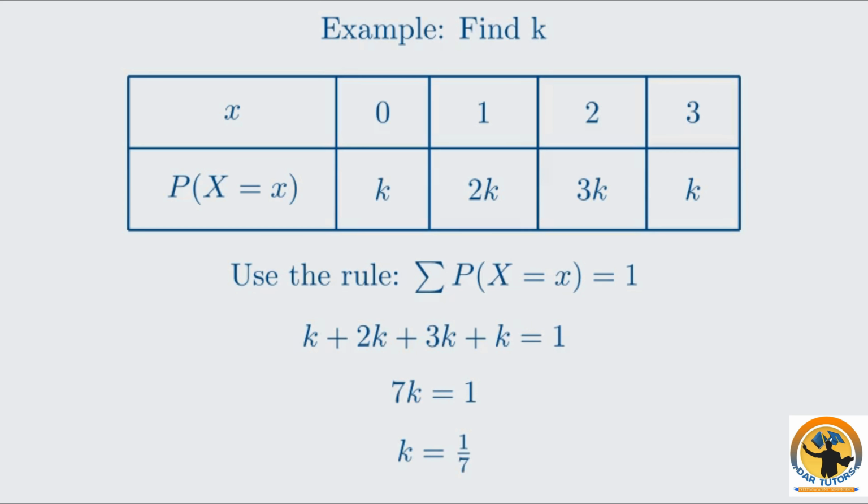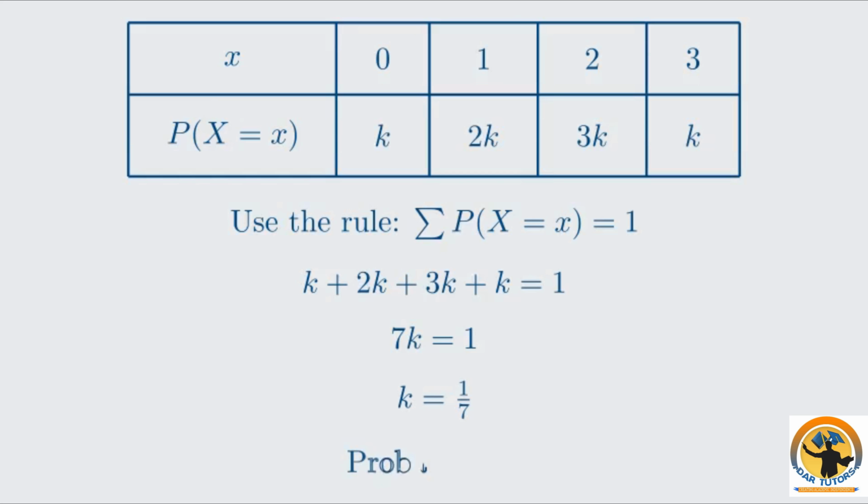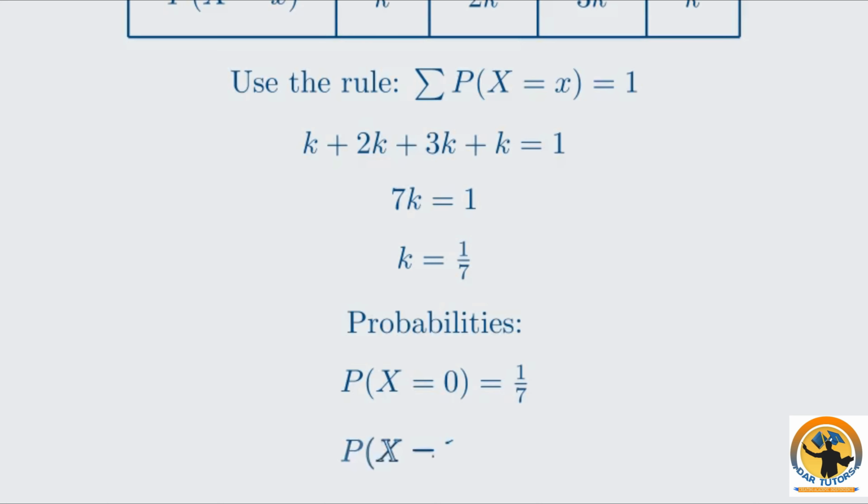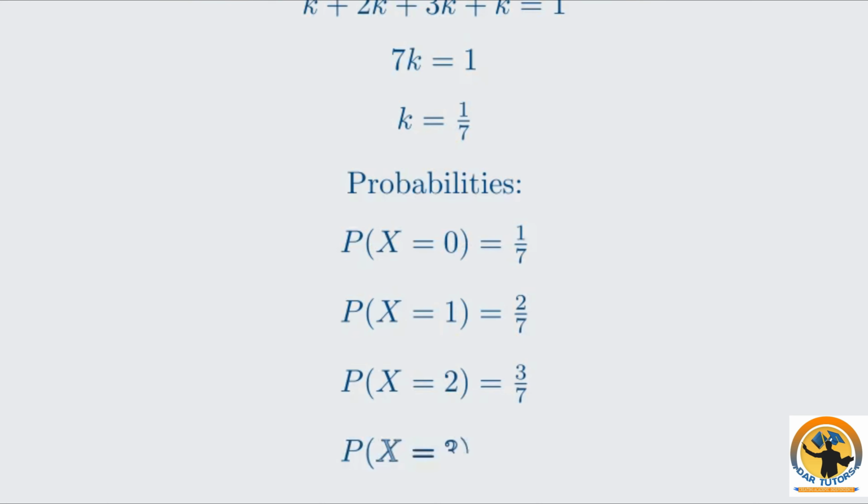We can also calculate the individual probabilities. The probability for x equals 0 is 1/7. For x equals 1, it's 2 times 1/7, which is 2/7. For x equals 2, it's 3/7, and for x equals 3, it's back to 1/7. We can quickly check that these values sum to 1. This method is crucial for many problems.